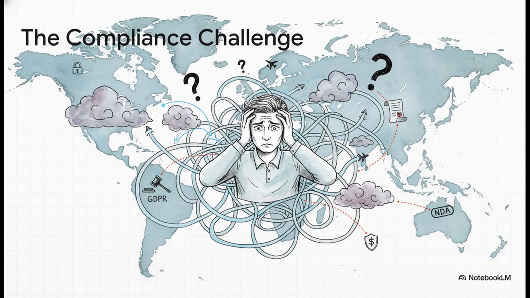And as you can probably guess, this creates a massive headache for compliance. Regulations like GDPR have really strict rules about where data on European citizens can go. Your own contracts with your clients might forbid their data from ever leaving the country. But with a public AI, you often have zero visibility into where that data is actually being processed. And that means you could be breaking laws and contracts without even knowing it.